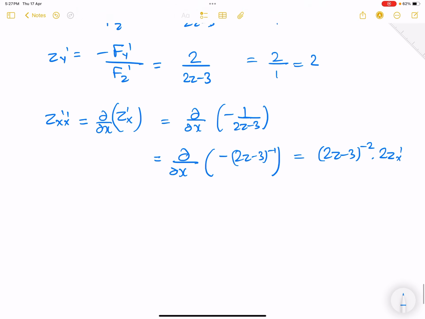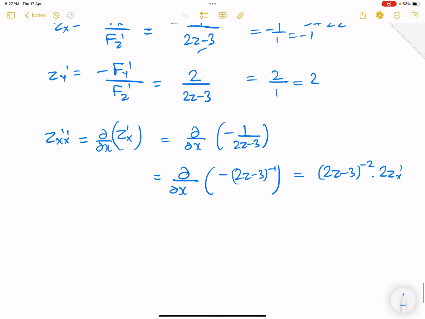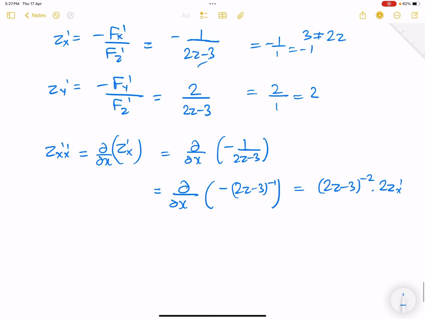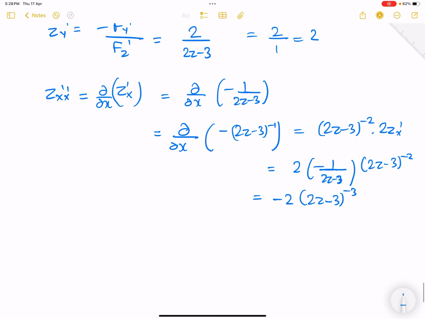and z dash x की value substitute कर दो this thing. So this is coming out to be 2 times minus 1 by 2z minus 3, 2z minus 3 की power minus 2. सो ये तो -2 times 2z minus 3 की power minus 3. This is z double dash x.